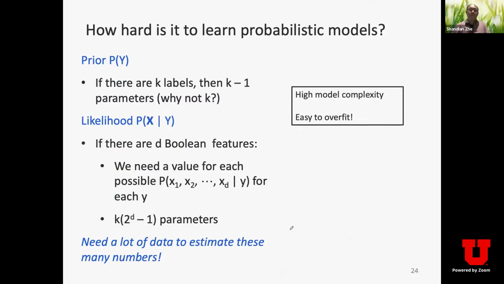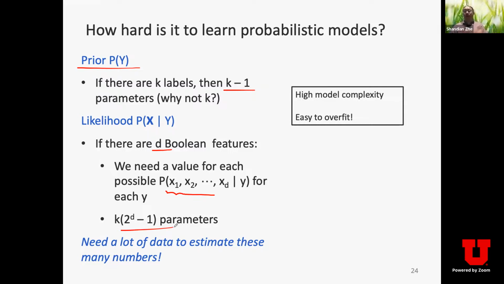So let us summarize the challenge to learn a joint probability model. In general, suppose we have K classes, to determine the prior distribution we need K minus 1 parameters. To determine the parameters of the likelihood, suppose we have D Boolean features, we need a value for each possible configuration of all the D features. That means you have a very large number of possible configurations because this is a combinatorial problem. So I have K times 2 to the power of D minus 1 parameters.